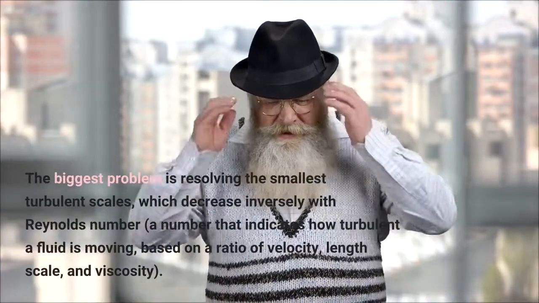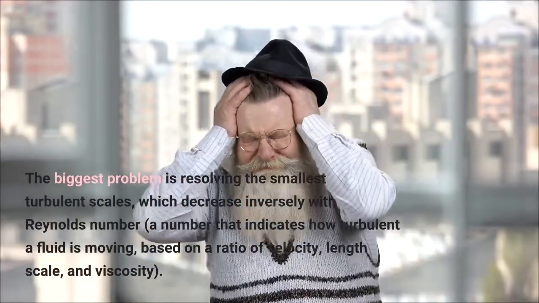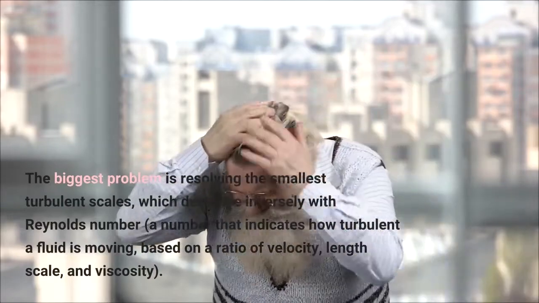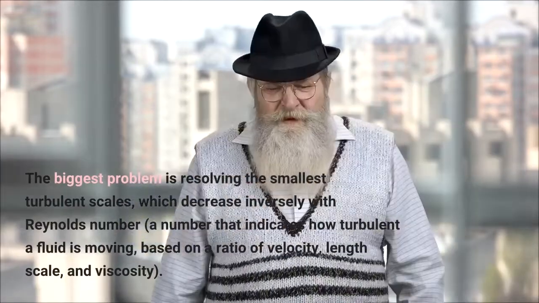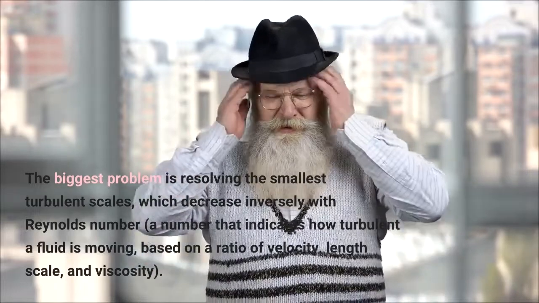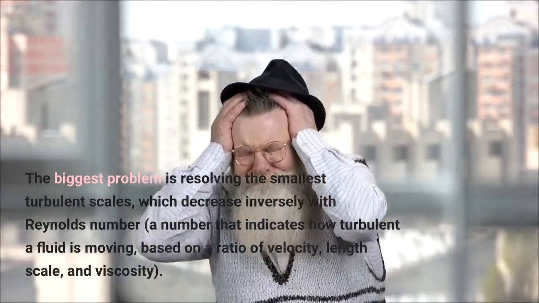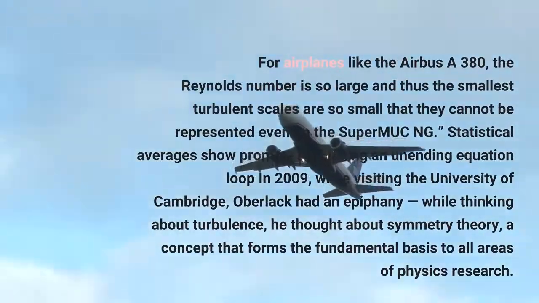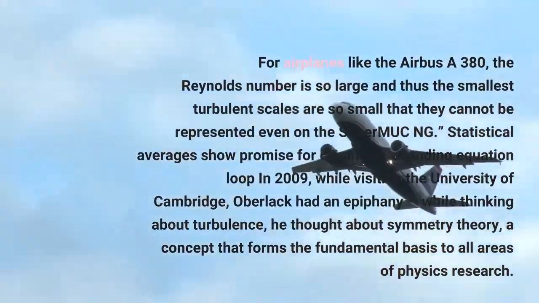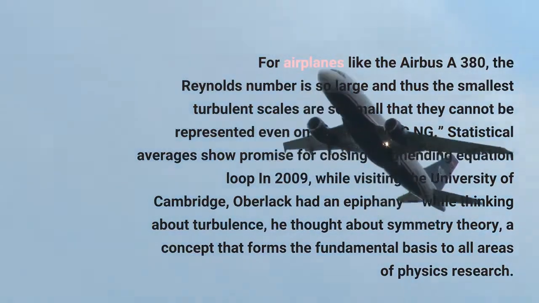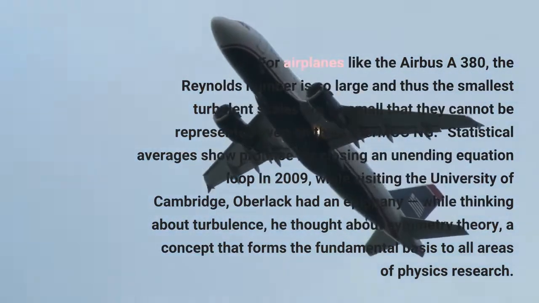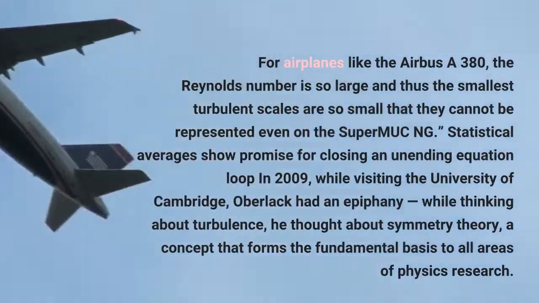The biggest problem is resolving the smallest turbulent scales, which decrease inversely with Reynolds number, a number that indicates how turbulent a fluid is moving, based on a ratio of velocity, length scale, and viscosity. For airplanes like the Airbus A380, the Reynolds number is so large and thus the smallest turbulent scales are so small that they cannot be represented even on the SuperMUC.